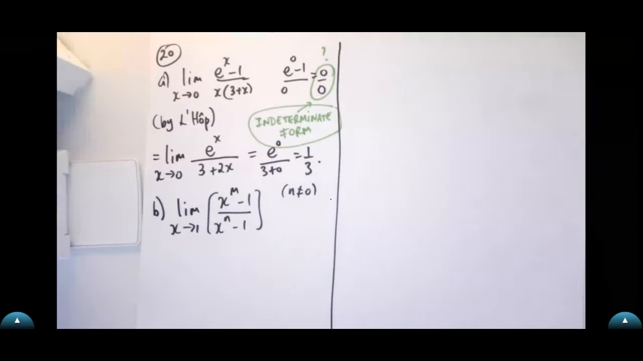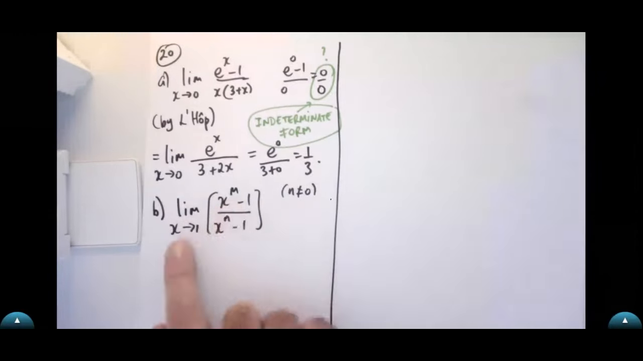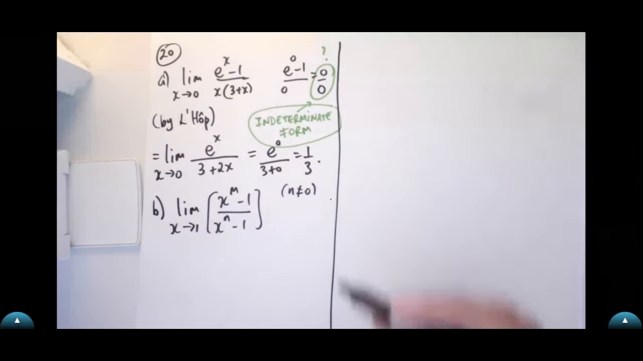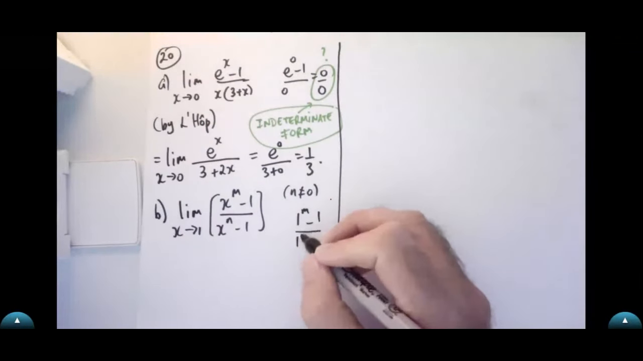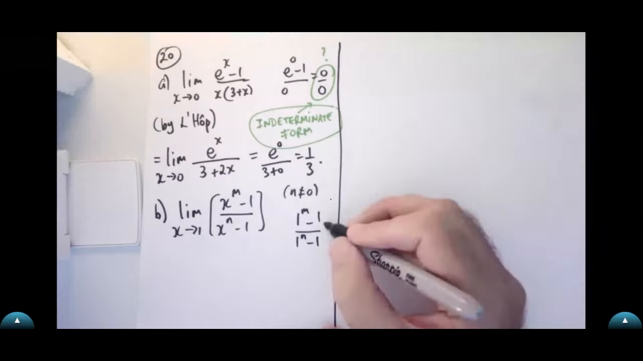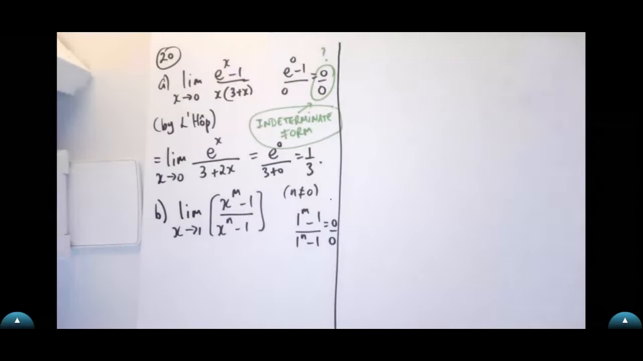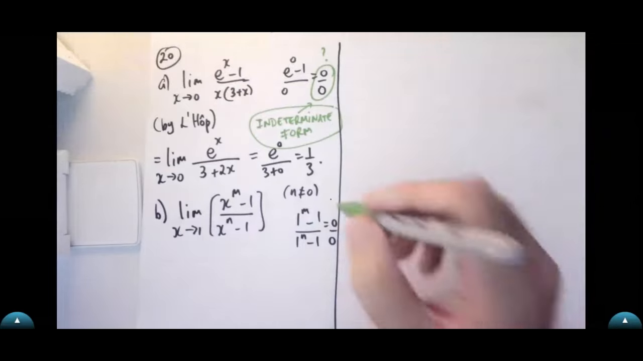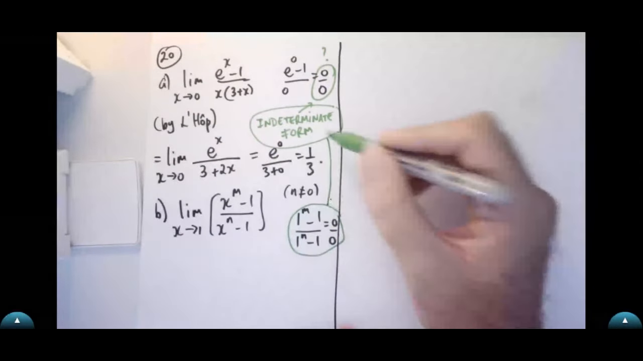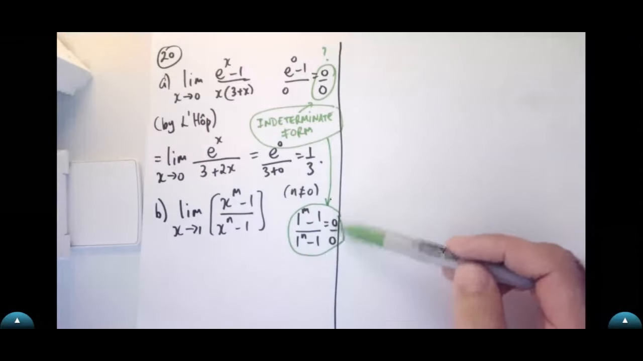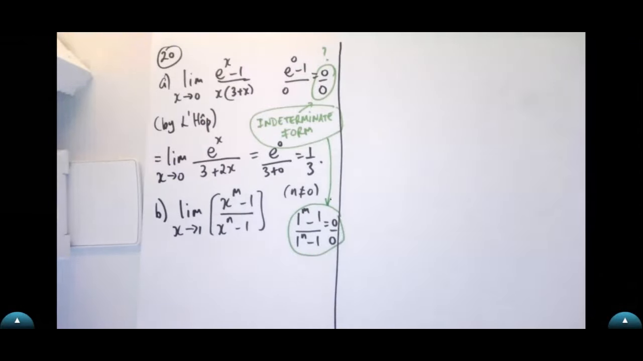Okay, so let's try to put x equals 1 in here, and you'll get 1 to the m minus 1 over 1 to the n minus 1. That's 0 over 0. Again, this is an indeterminate form. It could be 1, it could be infinity, it could be 0, it could be something else. We don't know. We have to investigate a little deeper.